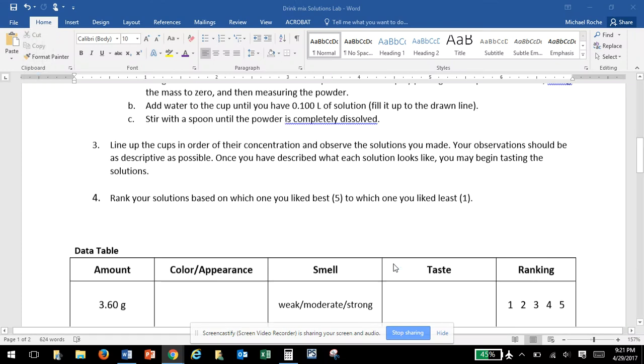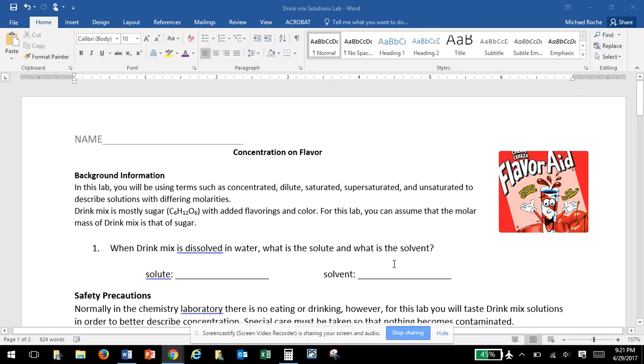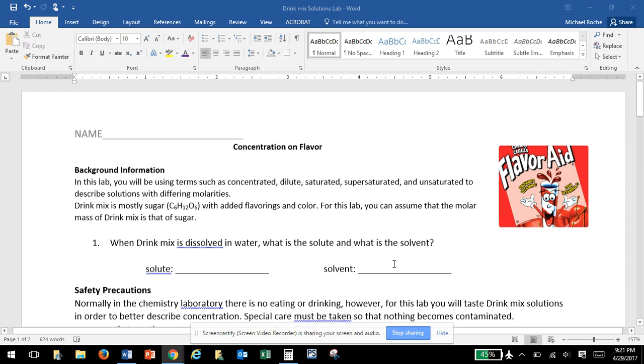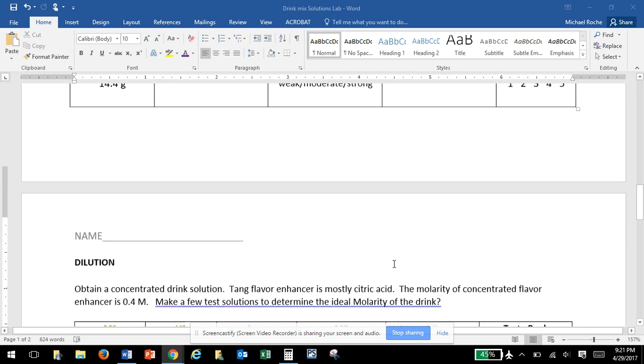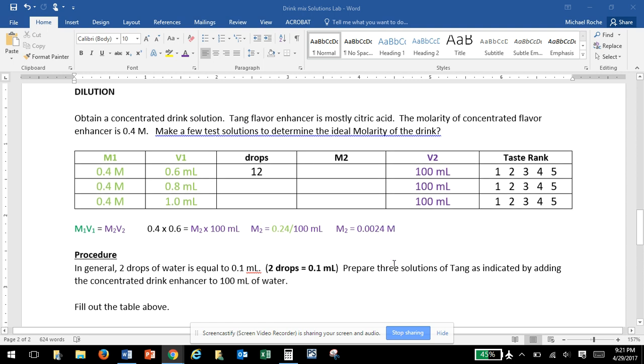Hey kids, so we're going to look over here how to do this flavor aid lab. You should have been able to get through this much of it. And then the question here, the first thing you have to start thinking about is this dilution. So this is a real thing in chemistry that 2 drops equal 0.1 mils.